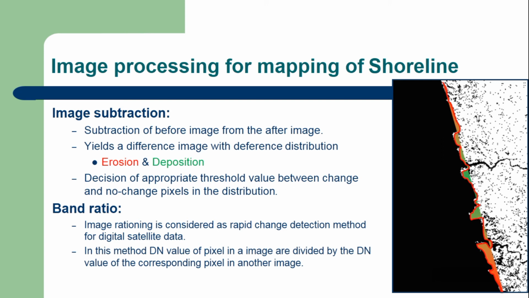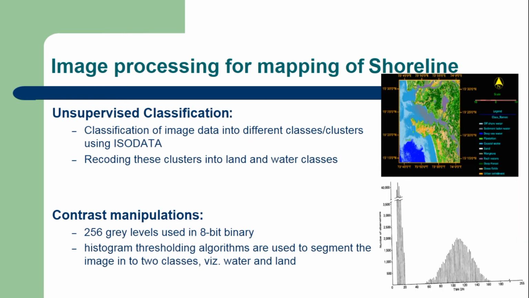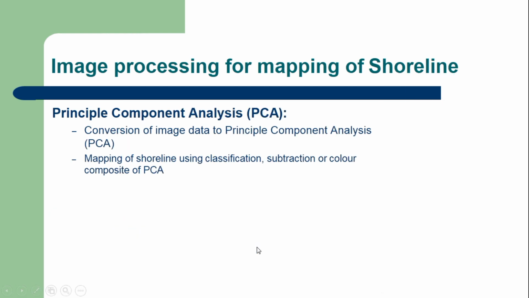In another method, the after image and before image band ratio is taken and it is used for mapping of shoreline and associated changes. Then unsupervised classification of satellite data is also used, wherein the image data is classified into different classes or clusters. These classes or clusters are again recoded into land and water classes for mapping of shoreline and associated changes for respective years. Then contrast manipulation can also be used for mapping of shoreline. Histogram of such data shows two peaks, and the value between two peaks can be considered as threshold value for mapping of water and land.